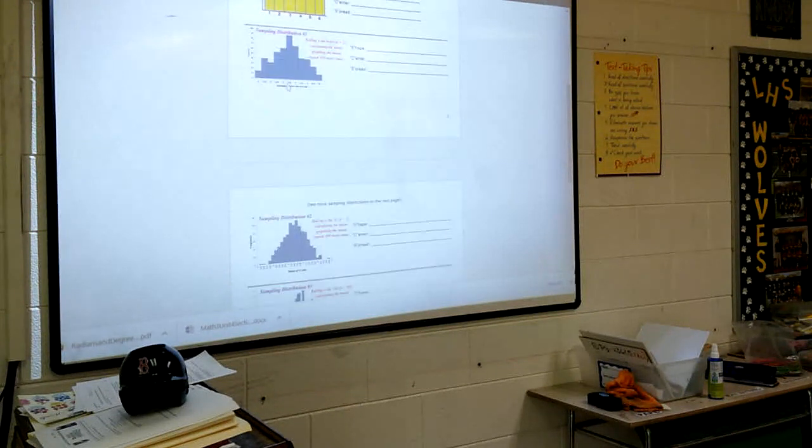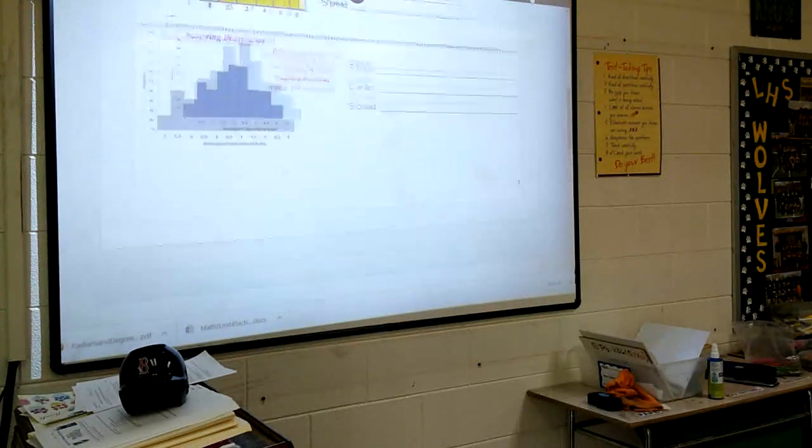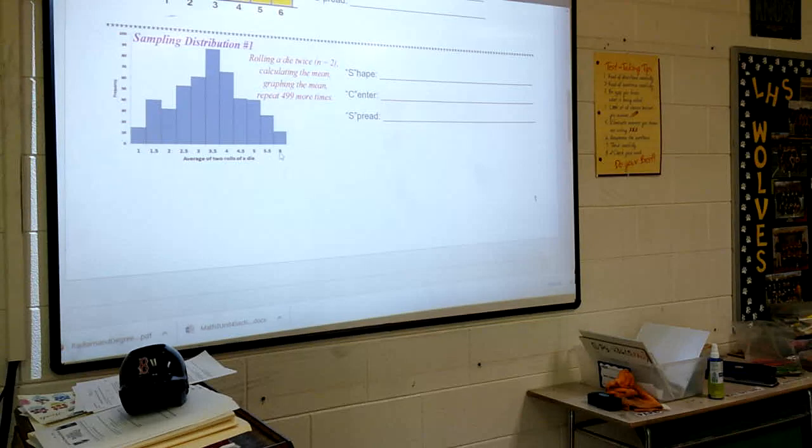When you go to the next one, sampling distribution number 1 down there said, what about when you roll a die twice? So when you roll it twice, at the bottom it says this is the average of 2 rolls. So the average, if they were both 6s, then it is possible that the average could be 6. If they were both 1s, it's possible the average could be 1, and then it could be any number in between. So if you look, rolling 2 dice is a symmetric distribution.